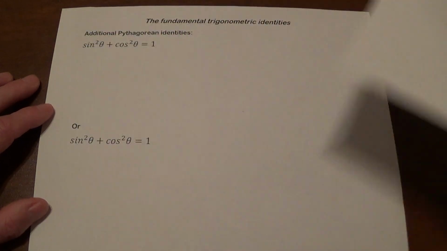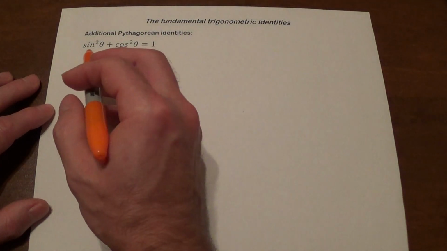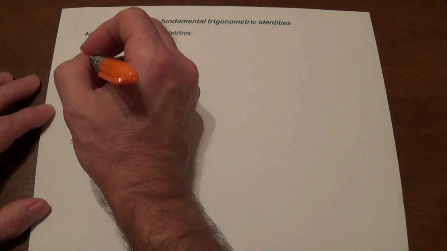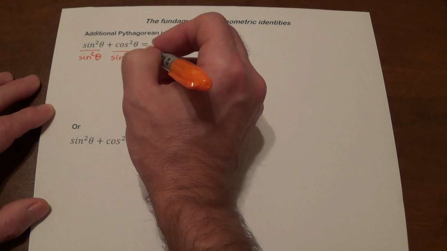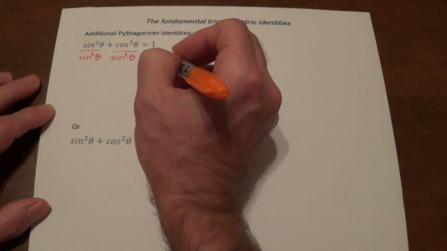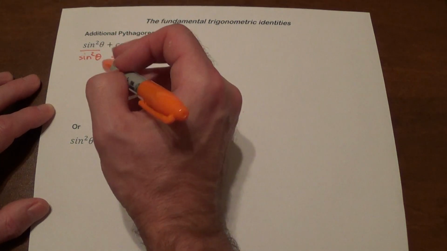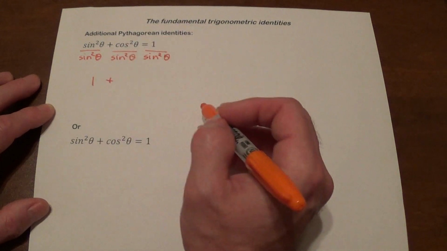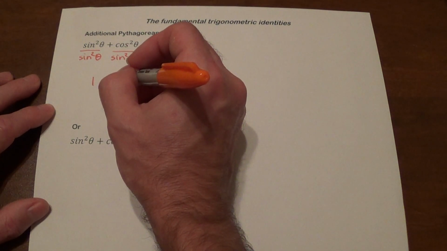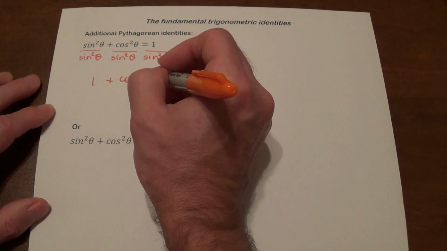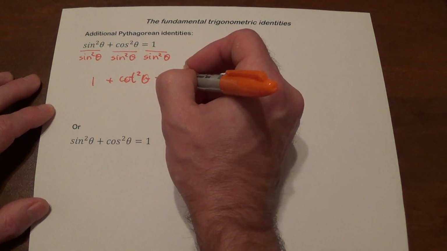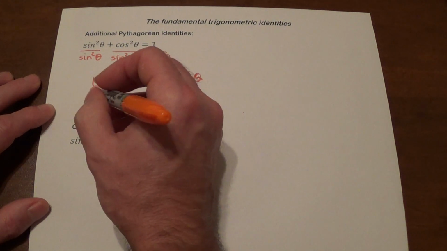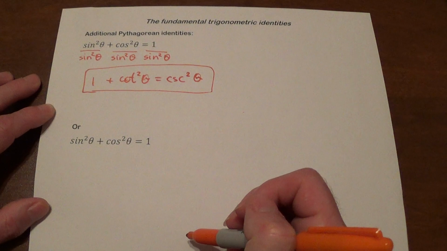Okay? Based on that, here's what we can do. If I take this expression and divide everything by sine squared theta, what am I going to get? Sine squared theta divided by sine squared theta is 1. Cosine squared theta divided by sine squared theta is going to be cotangent squared, and 1 divided by sine squared theta is cosecant squared theta. That's another identity that is commonly used.